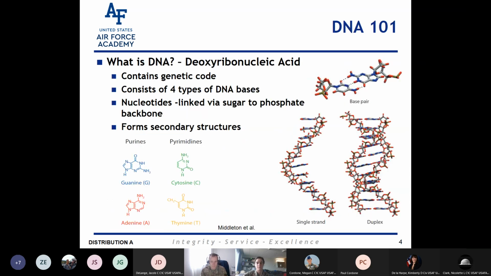A little bit of background, a little bit of bio for all us physicists. What is DNA? We all know DNA stands for deoxyribonucleic acid, and it's an organic molecule that contains genetic code. It's primarily made of 4 DNA bases, guanine, cytosine, adenine, and thymine, which are linked to each other via a sugar phosphate backbone. They can stack and form structures like base pairs, as you can see, and single strands as well.